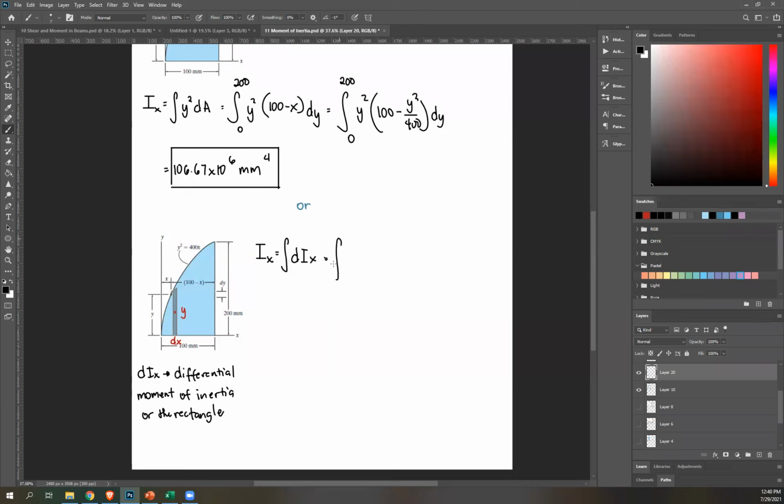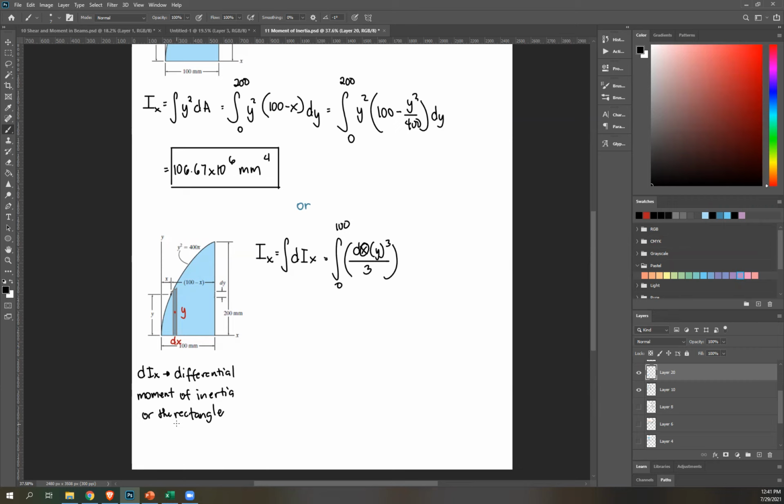So that is the integral of dIx, the differential moment of inertia of your rectangle, which is bh cubed over 3. Base here is dx, height is y, and then base times height cubed over 3. Okay, and then take the limits. So since we have a vertical element, we have the leftmost limit and the rightmost limit. So leftmost is 0, and then rightmost is at this point, so that's 100. Okay, and then let's simplify.